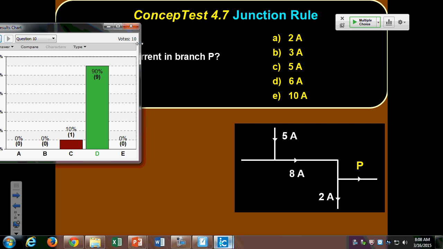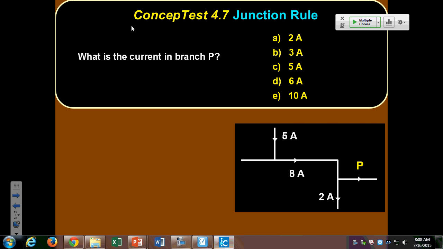Okay, good. D is the right answer. If I have 8 amps coming here, this is a junction of 8 amps coming in, I lose 2 amps here, so I have to have 6 amps here. 6 plus 2 equals 8. What's my current here? 3 amps, right.